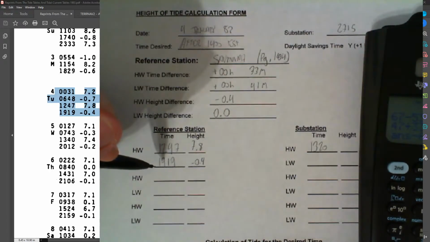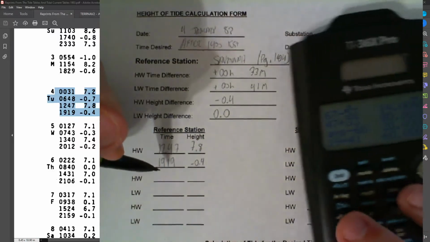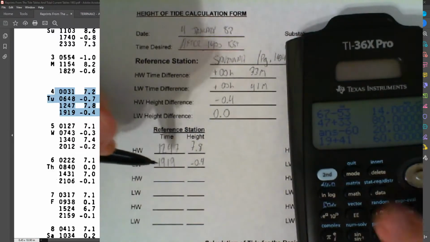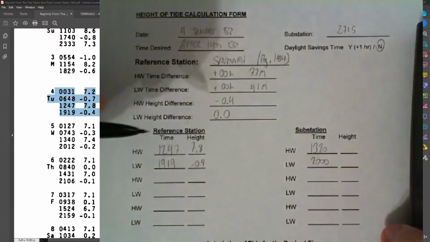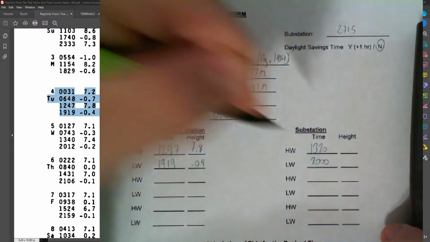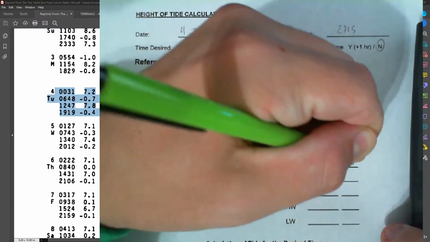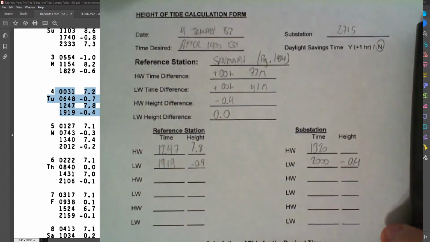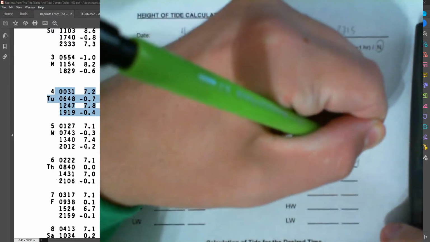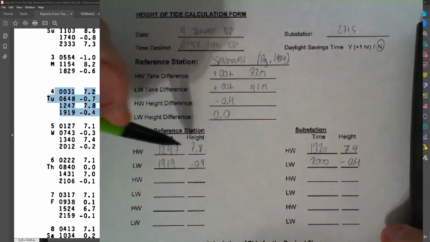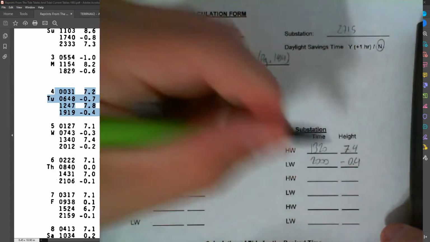19 plus 41 is 60, and 60 just adds another hour, so it would just be 2000. Now we need to account for the low water. Low water height difference is 0, so it would simply be negative 0.4. And the high water height difference would be a minus 0.4. So that makes this 7.4. 7.8 minus 0.4 is 7.4. Makes sense. Okay, cool.